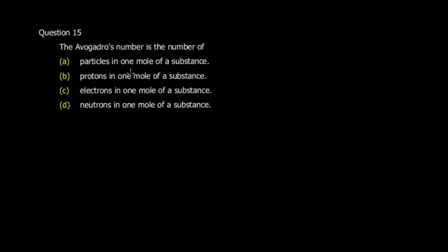Next part is 15. It says Avogadro's number is the number of. This is again something that you should know. Let me just give you a brief background. If you want to count things in science, you can use either mass or an idea called the mole. Mass uses the kg, which is a basic unit, and the mole is a quantity. This is a count.